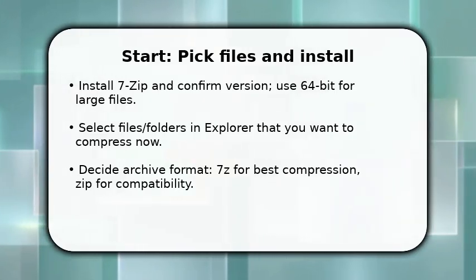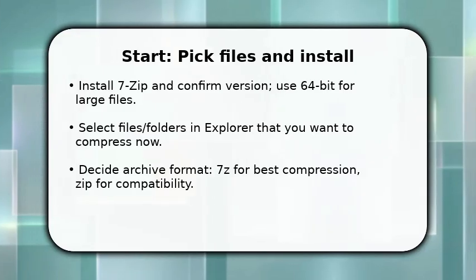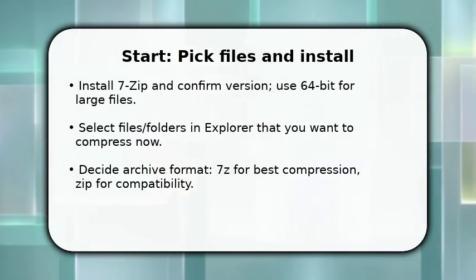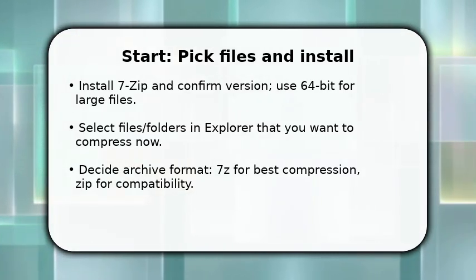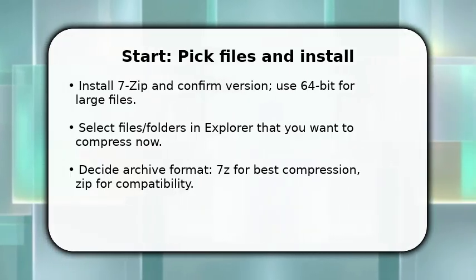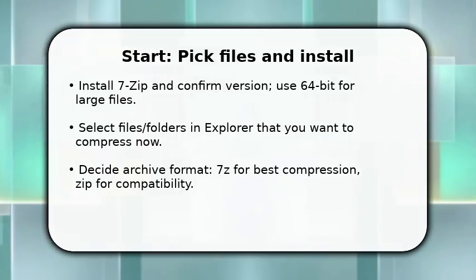Once done selecting 7Z or zip, use normal or ultra compression based on the time versus space trade-off. Make sure to name the archive clearly. This avoids confusion later and speeds extraction.